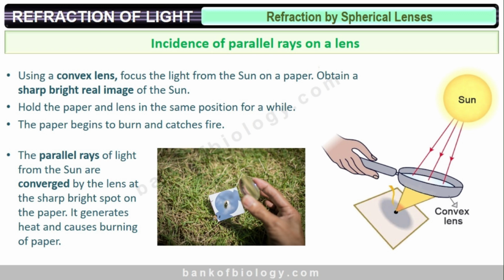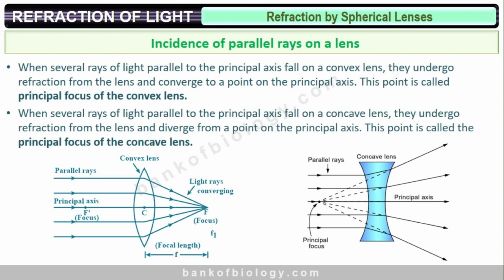Incidence of parallel rays on a lens. Using a convex lens, focus the light from the sun on a paper. Obtain a sharp, bright, real image of the sun. Hold the paper and lens in the same position for a while. The paper begins to burn and catches fire. The parallel rays of light from the sun are converged by the lens at a sharp, bright spot on the paper. It generates heat and causes burning of the paper.